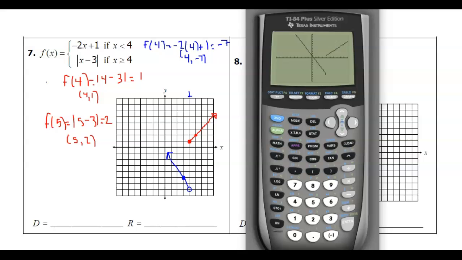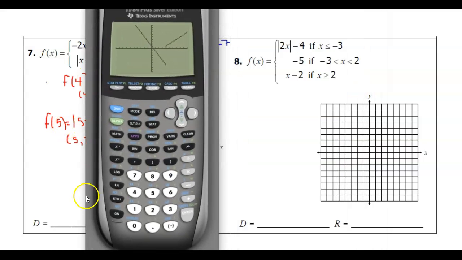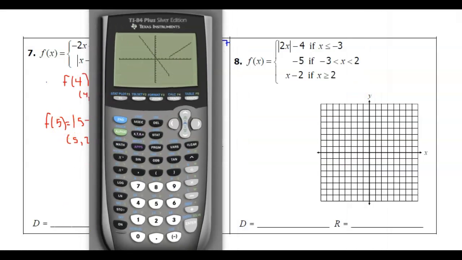All right, let's go to the next one and graph the next one. First, let's start by finding our boundary point.